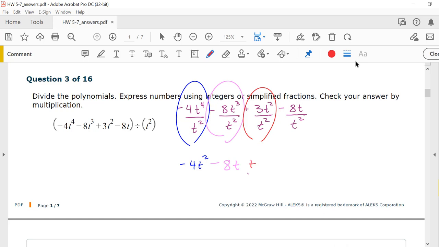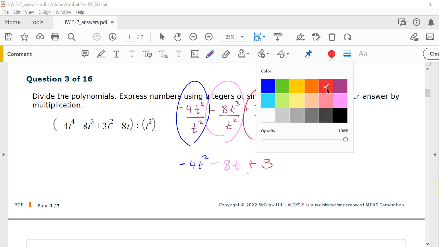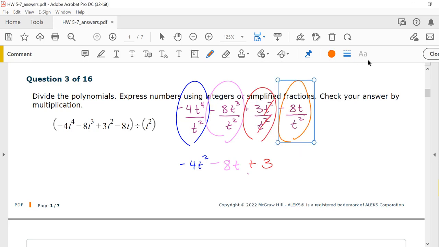Plus 3t squared over t squared, that cancels. And then minus 8t over t squared, there's going to be 1t left in the bottom. 2 minus 1 is 1, but there's more in the denominator, so it's going to be minus 8 over t.